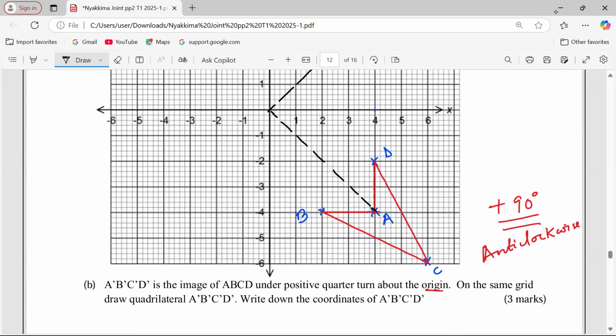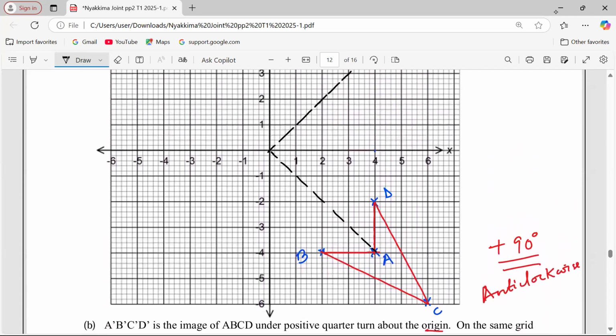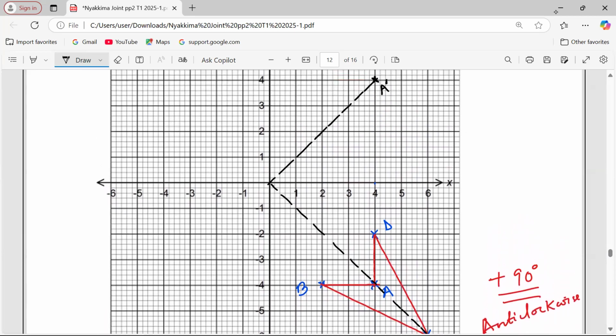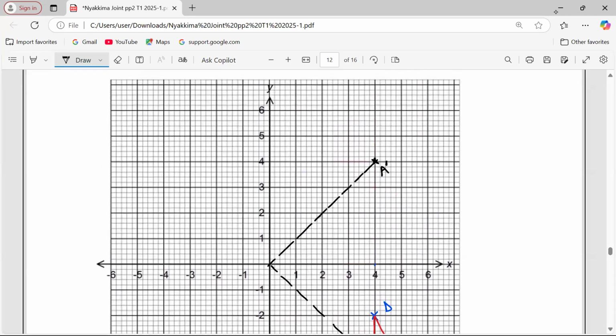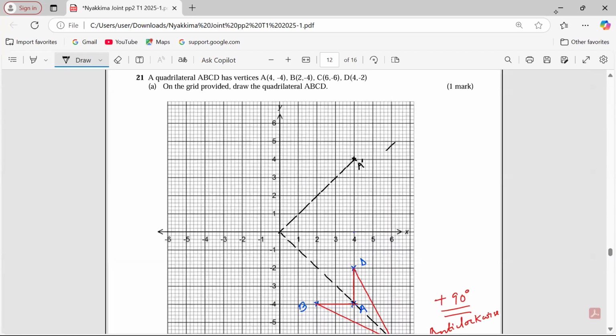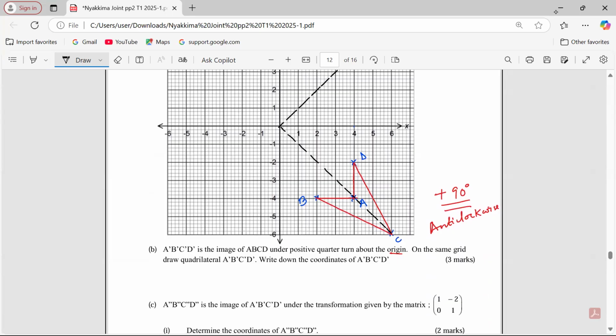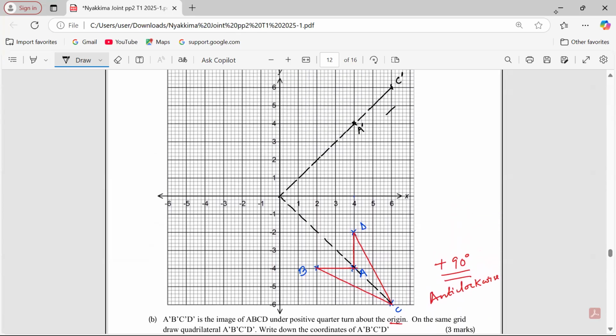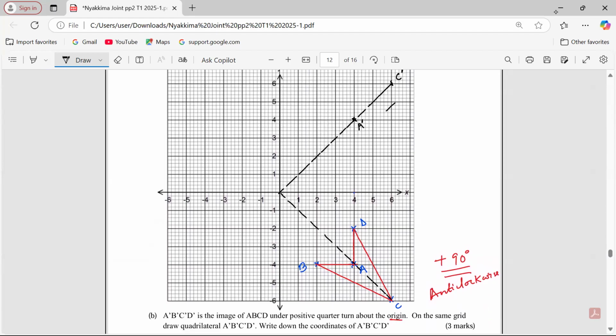Then for C, we do the same. We connect C to the center of the rotation, then after measuring 90, we move an equal distance so that we get C prime that way. After C prime, we can do the same for D and also for B. So we join B to the center.